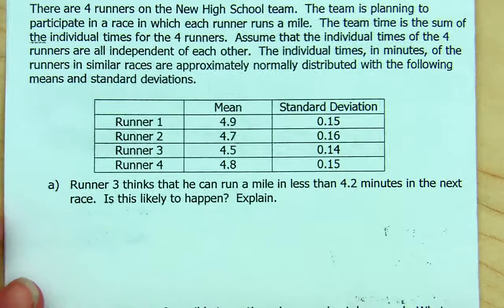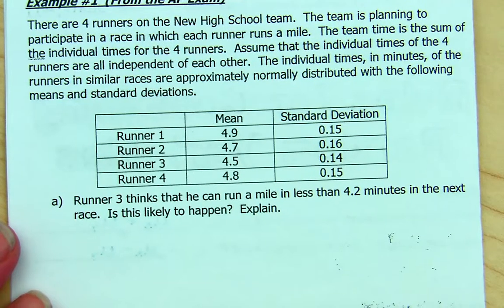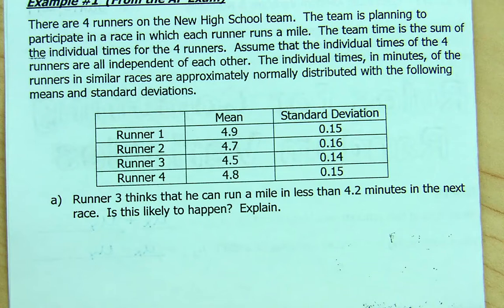So example number 1. This is an AP exam question. And this gives us information about 4 runners on the new high school team. And it says this team is planning to participate in a race in which each runner runs a mile. The team time is the sum of the individual times for the 4 runners. Assume the individual times of the 4 runners are all independent of each other. There's that independence. And individual times in minutes of the runners in similar races are approximately normally distributed with the following means and standard deviations.